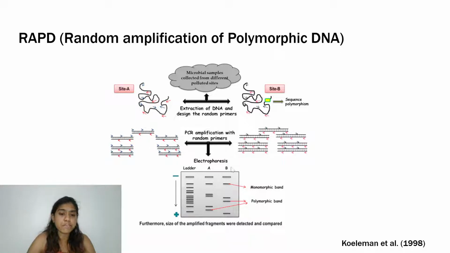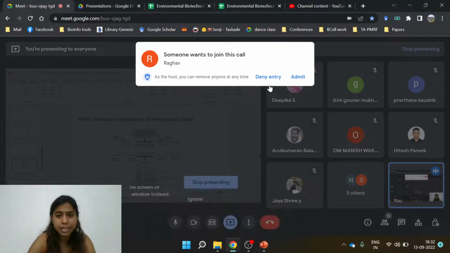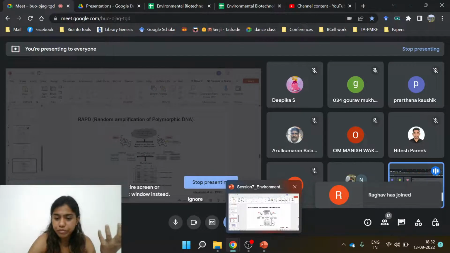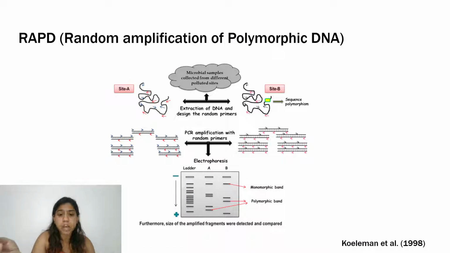Therefore, from this kind of information, we'll be able to get an idea about which polymorphic allele is present in which of the two sites, or which of the two environmental regions we are looking at. So that is how random amplification of polymorphic DNA is done. This completely relies on using random primers that are designed to attach to random regions in site A and site B, and we look at the electrophoretic pattern.